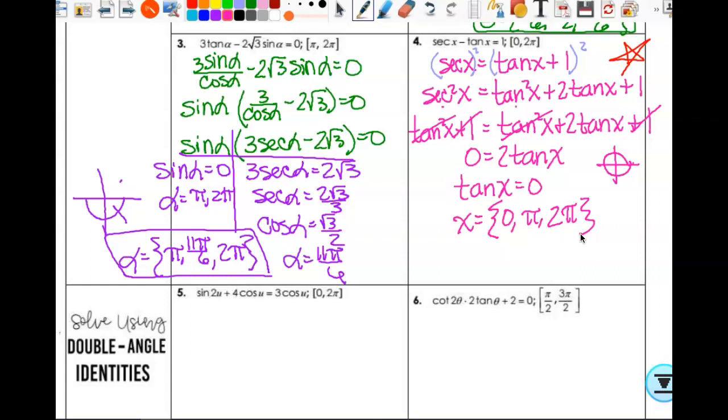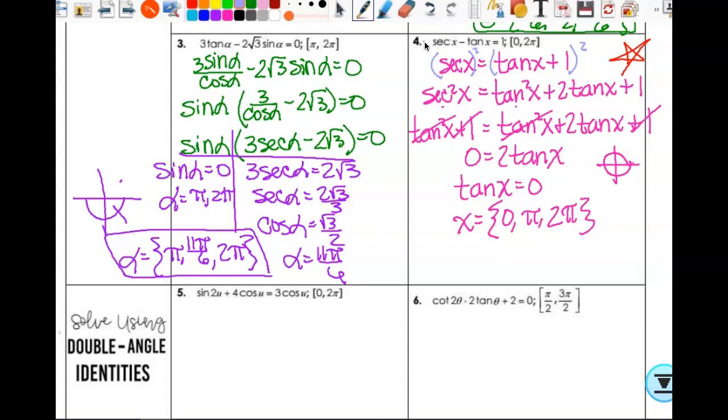You don't have to check your answers on every single one of them. You have to check them when you have squared both sides as a process to solve the equation, okay? So we're going to take this 0, and we're going to substitute it back into the original one. All right, so what is secant the reciprocal of? Cosine. So what is the cosine of 0?